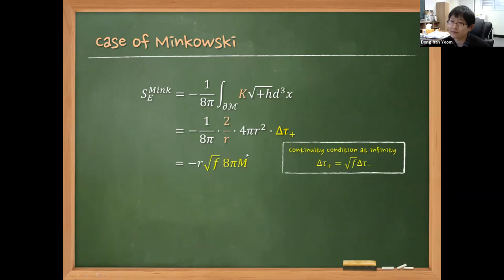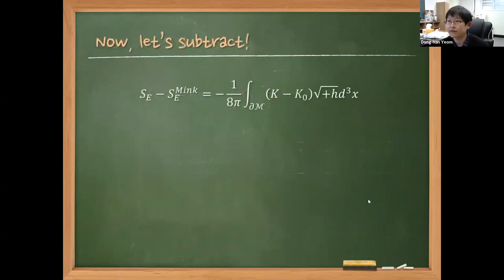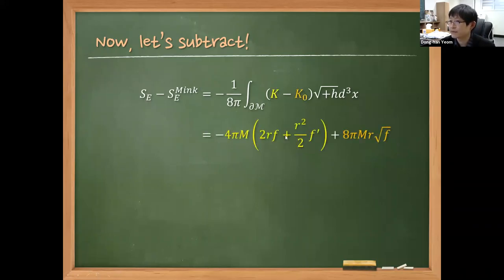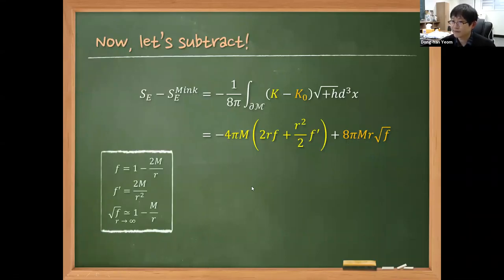And then you obtain the Euclidean action contribution from the Minkowski background. So the final task is the subtraction between the black hole and the Minkowski background. This is the Euclidean action cost to insert the black hole geometry inside the Minkowski background. I just copy and paste the previous results: f is 1 minus 2m over r, and f prime is this, and the square root of f is more complicated, but as you locate the boundary at infinity, then approximately it becomes 1 minus m over r. So if you plug in all three terms, it's very simple. You can do it by yourself, and the final result equals 4 pi m squared.